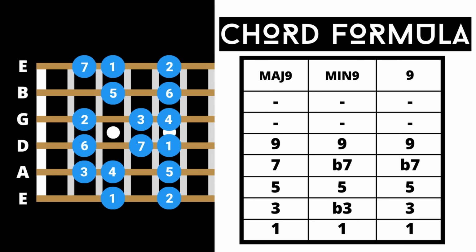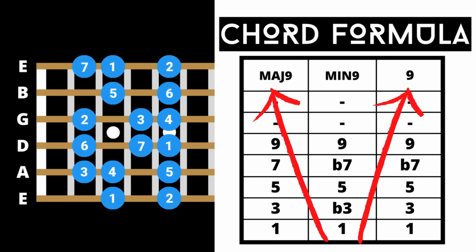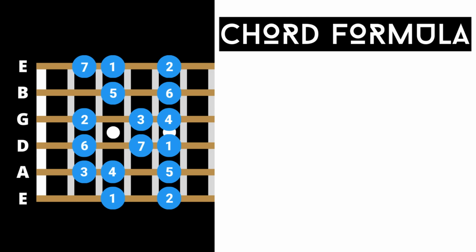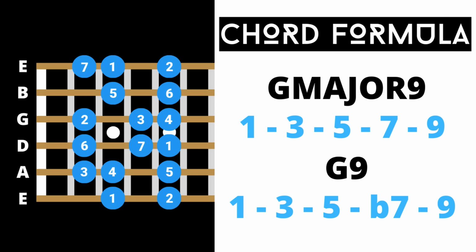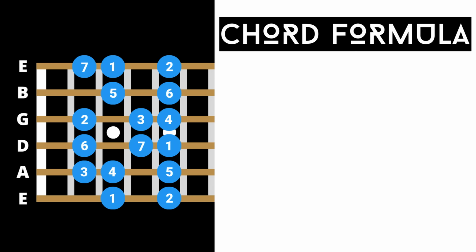Be careful not to get confused between major chords and dominant chords. For example, you could see a major 9 chord written down as G major 9, but a G dominant 9 or just G9 would simply be written down as G9. So as you can tell, 9th chords are pretty straightforward, provided you know your 3 main 7th chord types: major 7, minor 7 and dominant 7.